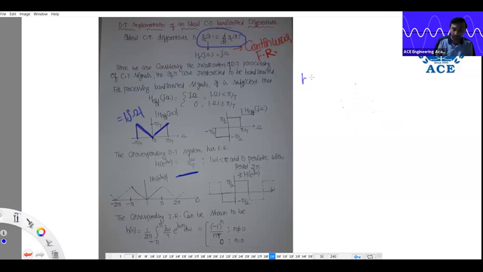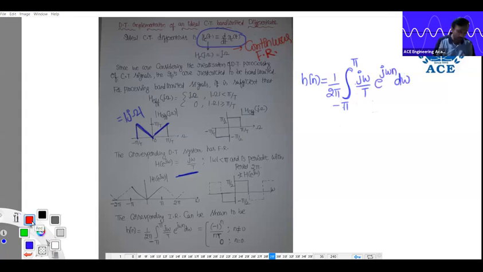What is the inverse DTFT formula? 1 over 2 pi integral from minus pi to pi of the original spectrum, how we have selected the formula, j omega by t e power j n omega d omega.